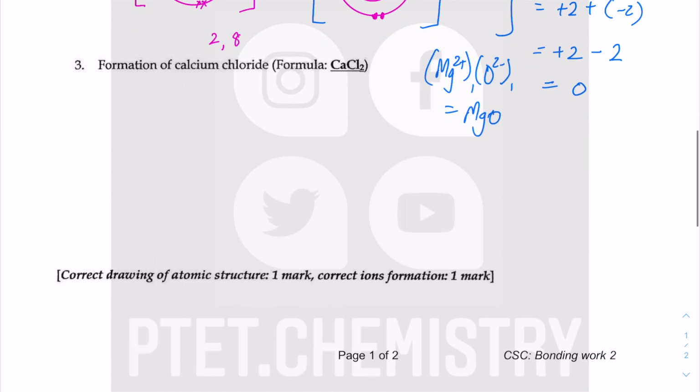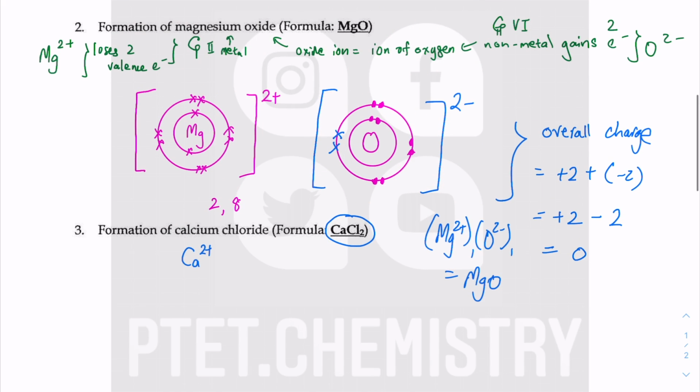Onto this next one. So we have calcium chloride. This is a slightly tricky one if you look at it. Why is it 1 calcium and 2 chloride? Well, we've got to think about it, because calcium is in group 2, so it forms a Ca2+ ion, just like magnesium in group 2 forms an Mg2+ ion.